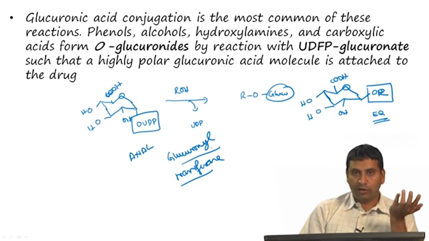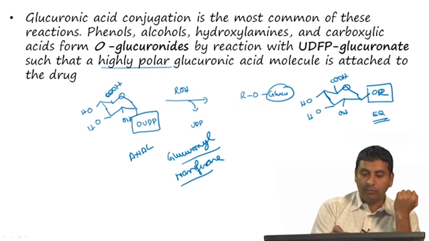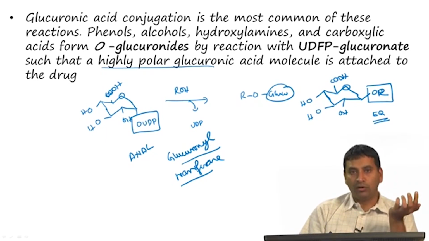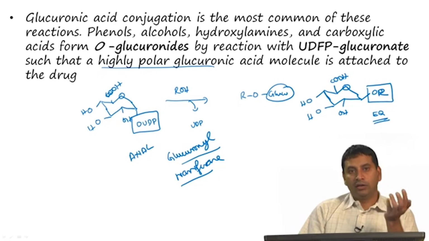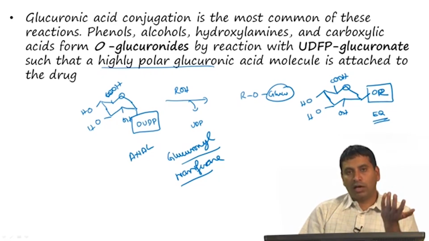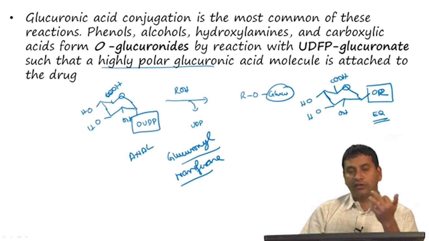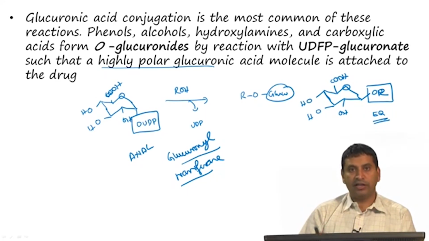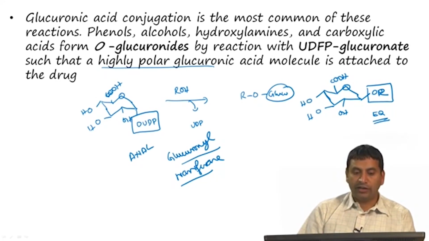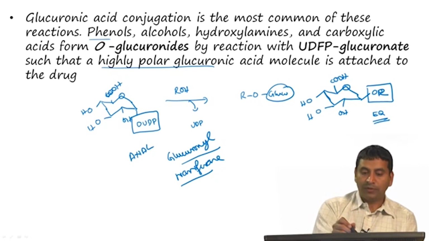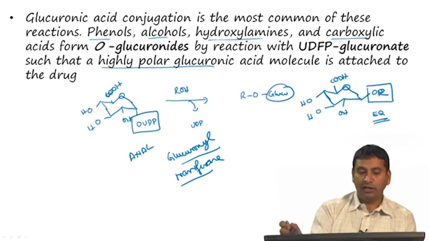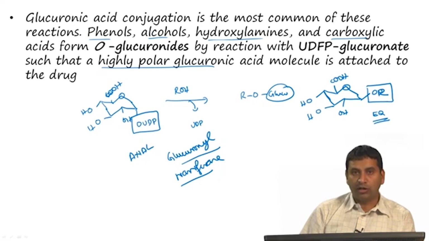One important point about this process is that you are producing a highly polar glucuronic acid attached to a somewhat less polar alcohol. Again, the common theme here is that you conjugate with something highly polar so that you can facilitate excretion. This reaction can occur with phenols, alcohols, hydroxylamines and carboxylic acids. We will look at some examples now.